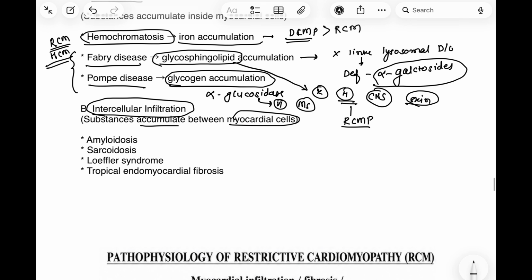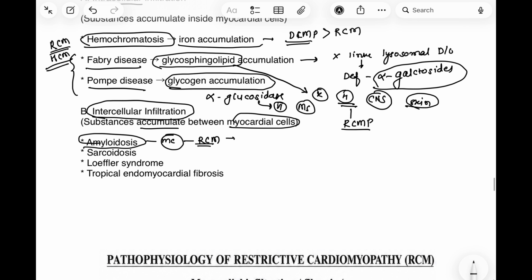The most common cause of restrictive cardiomyopathy is amyloidosis. In this case, there is amyloid deposition, right? Now amyloidosis is divided into primary, secondary, and the familial one. The important point to note here is that secondary amyloidosis is not associated with accumulation in the heart. So there is no restrictive cardiomyopathy that we get in secondary amyloidosis.